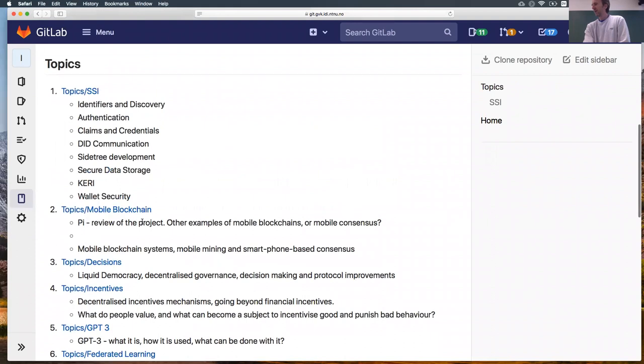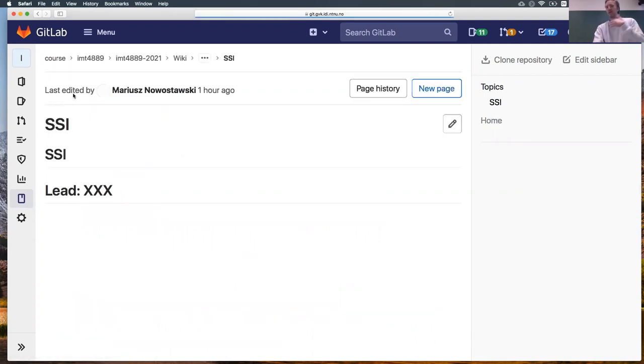If you click on the ones which are not yet here, they will appear, right? Not all the pages have been created. There is a page created for SSI, which is just a placeholder page. If you click on those and go in, you will see that it's a placeholder page for who is responsible for the topic. Then I will post some of the papers and some of the materials related to the topic, and you will feel free to maintain that page yourself, the one who is responsible, right?